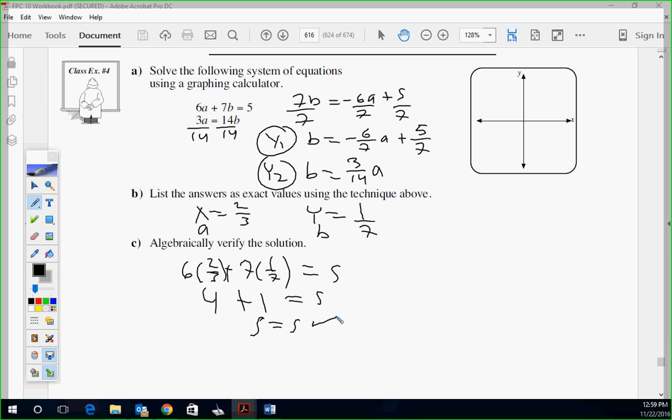The second one, I plug into the second equation. 3 times 2/3 equals 14 times 1/7. 3 times 2/3 is 6/3, which is 2. 14 times 1/7 is 14 over 7, which is 2. We just verified algebraically. Okay, that's it for lesson 1, unit 5.